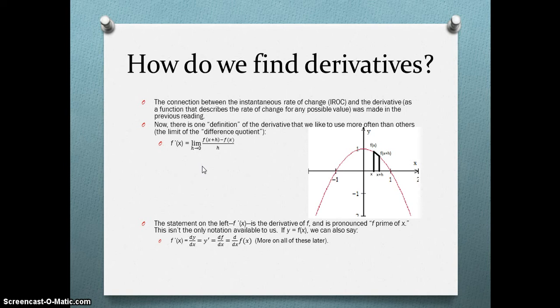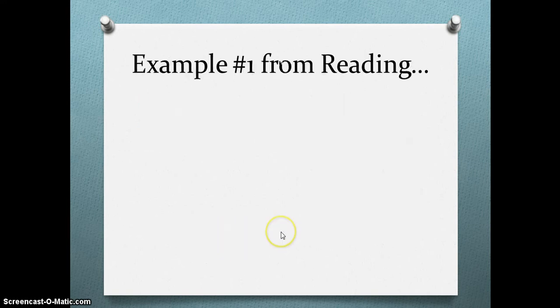This isn't the only notation we'll see. If our function y is equal to f of x, we can also say f prime of x is equal to dy dx. It's also equal to y prime. We can also say that's the derivative of f with respect to x, which is the df dx notation, or we can just say the derivative with respect to x of f of x, and we'll expand on more of these later. So an example from the reading, how do we actually find these derivatives?